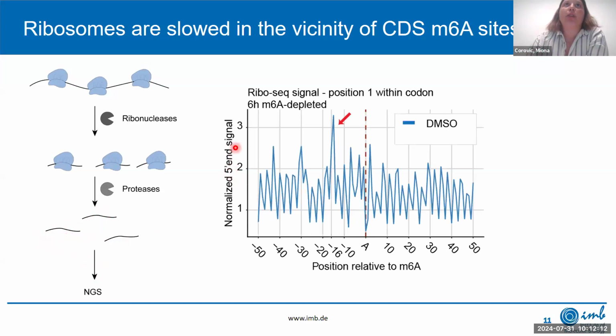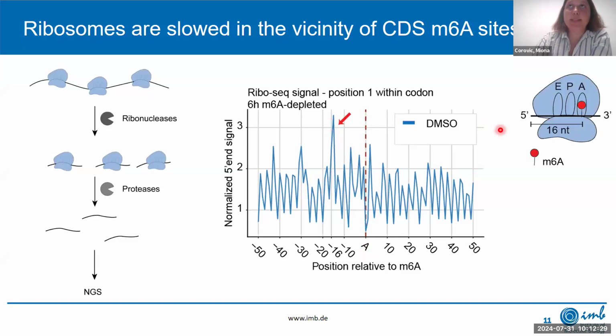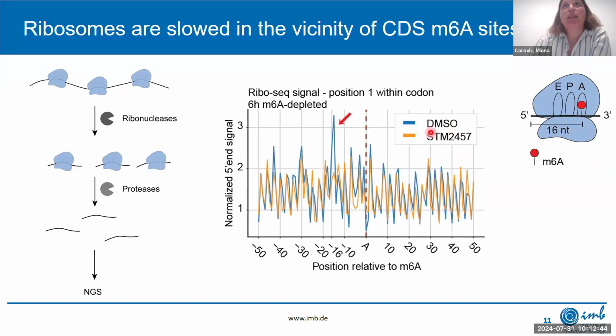And then we looked into the normalized 5' end signals, and we put them in the position relative to our M6A sites. And we were really pleased to see here, you can see the peak at the position around -16, which is basically the position of the 5' end of the footprint if the M6A would be located in the A site of the ribosome. And we were even more pleased to see that once we depleted our cells of M6A, the signal was lost, which was then really showing that this pausing of the ribosome is caused by this M6A site.